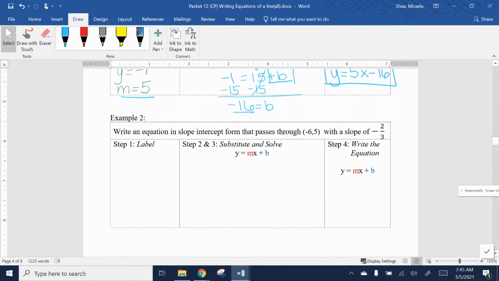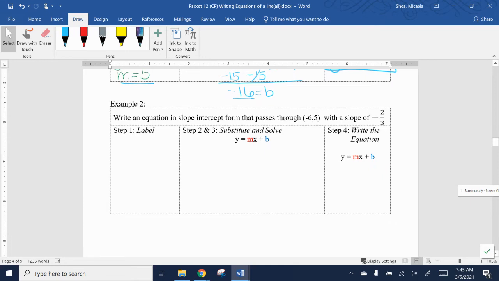Let's look at number 2. Write an equation in slope-intercept form that passes through (-6, 5) with a slope of -2/3. So again, they're giving us a point and they're giving us our slope. They want it in slope-intercept form. So you'll keep seeing me write y equals mx plus b and hearing me say that.